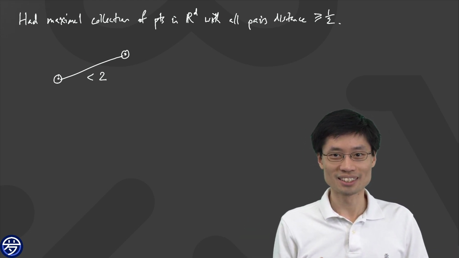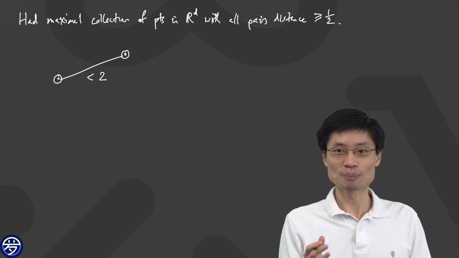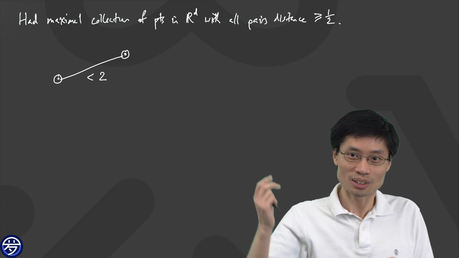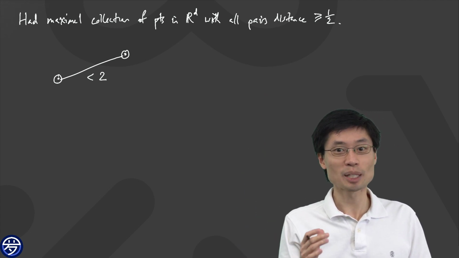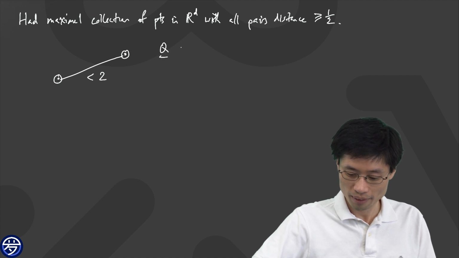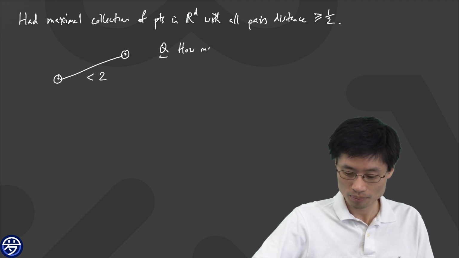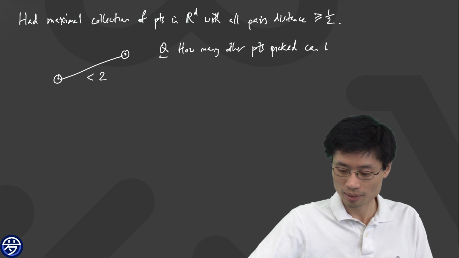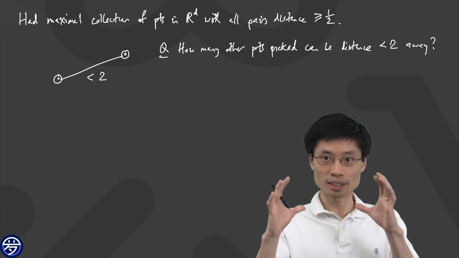How could this be done? Well, the way that this can be done is by using, again, the property of the fact that all of the pairs are distance bigger or equal 1/2. In fact, this becomes a sphere packing bound. So the question is now, how many other points that were picked can be distance less than 2 away? And the answer is you take a sphere.